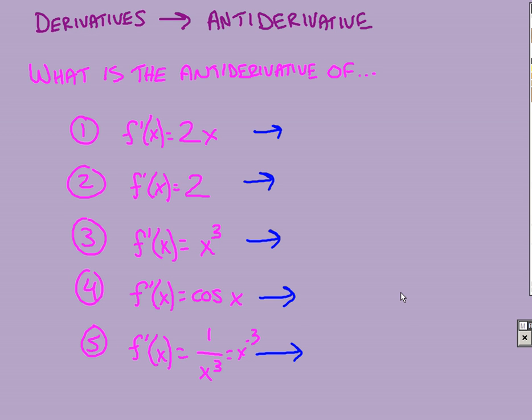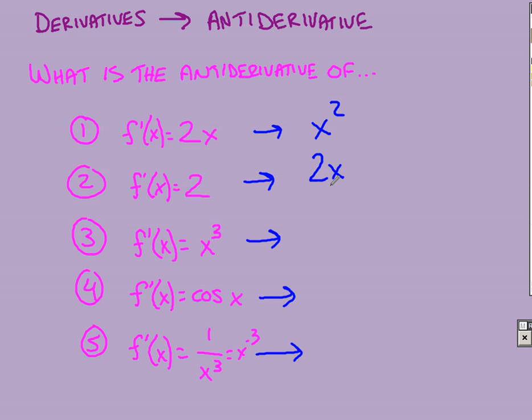Alright, we are learning today about antiderivatives, which is just the opposite of a derivative. So, for example, if we have a derivative of 2x, what would our original function have had to be? Well, it would have been x squared. Now let's check it. The derivative would have been 2x. If you have a constant, like 2, it would just be 2x.